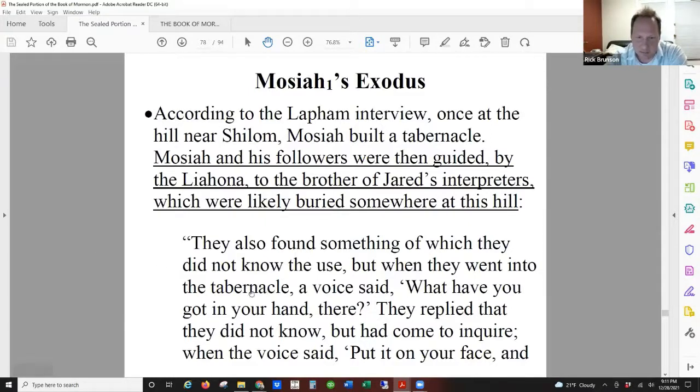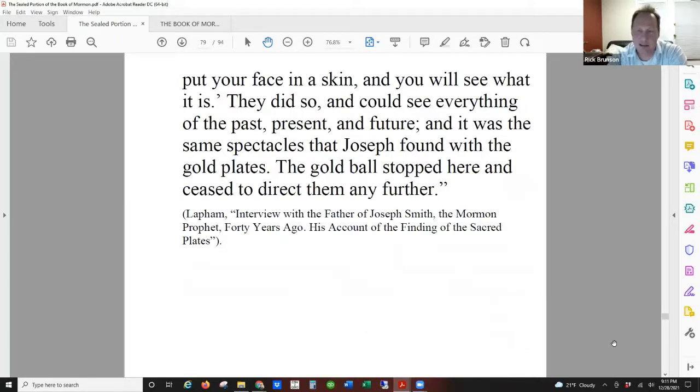This is what he says. They, meaning Mosiah and his party, also found something of which they did not know the use. But when they went into the tabernacle, a voice said, "What have you got in your hand there?" They replied that they did not know, but had come to inquire. When the voice said, "Put it on your face, and put your face in a skin, and you will see what it is." They did so and could see everything of the past, present, and future, and it was the same spectacles that Joseph found with the gold plates. The gold ball, meaning the Liahona, stopped here and ceased to direct them any further.